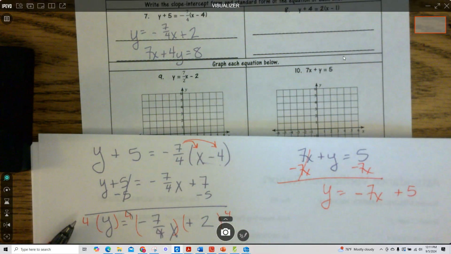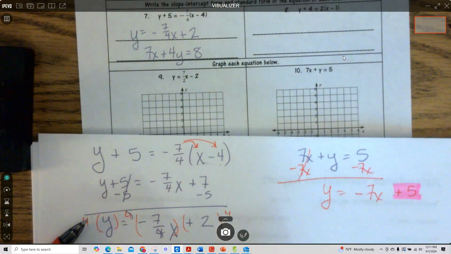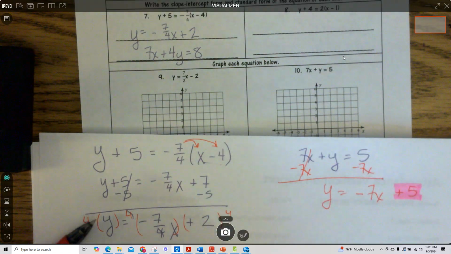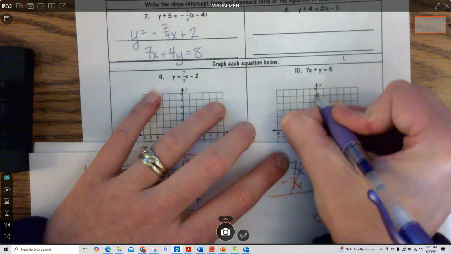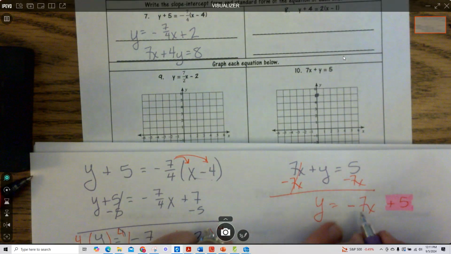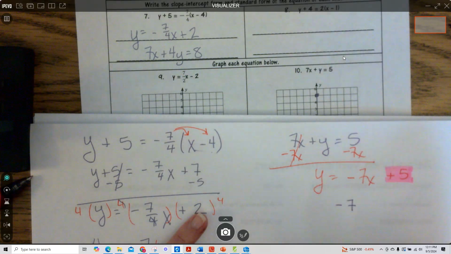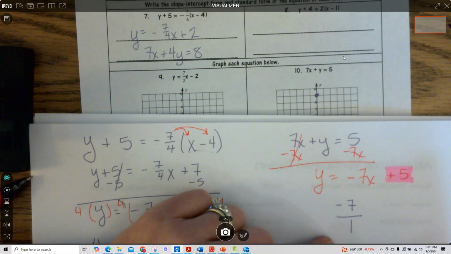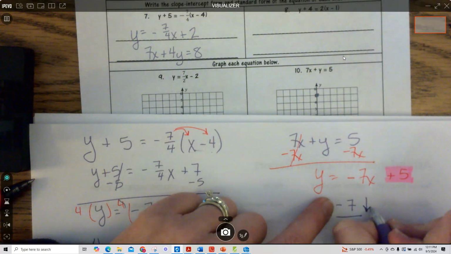So to graph it, if it's in slope-intercept form, it's so easy to graph. Whatever number, that plain old number at the end, that's your y-intercept. So on the y-axis, I would go to positive 5 and I'd put me a point. There's 1 point. The negative 7 is my slope, but I need to write it like a fraction. So how would I write negative 7 as a fraction? Rise over run. This is your up, down. This is your left, right. So for this number, am I going to go up or down? Down. So I'm going to go down 7, and then positive 1.